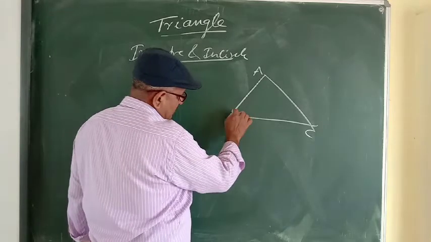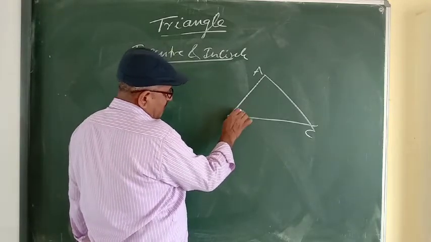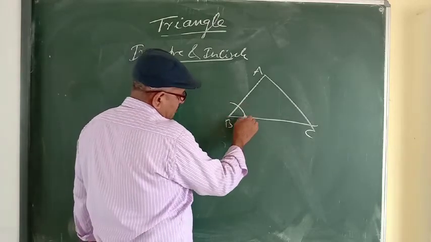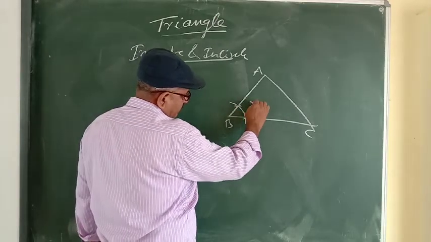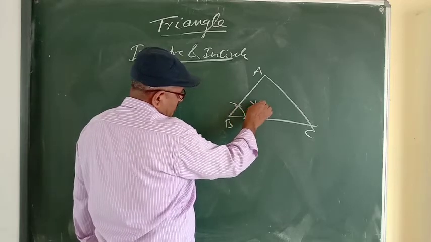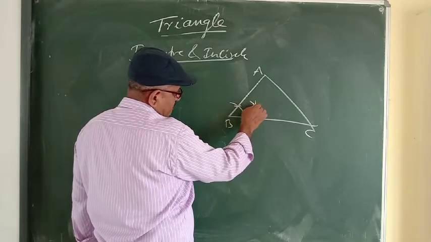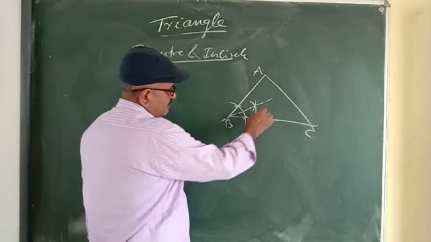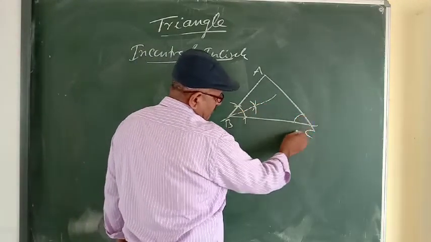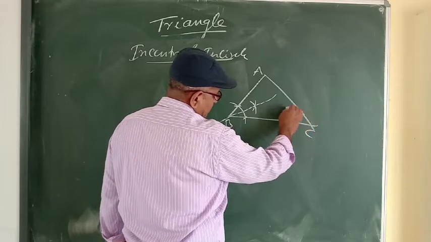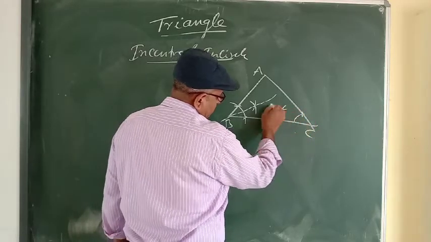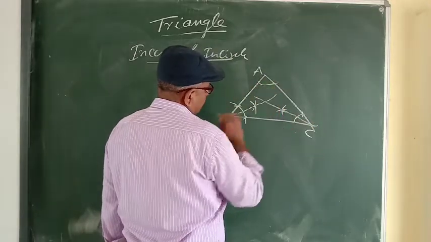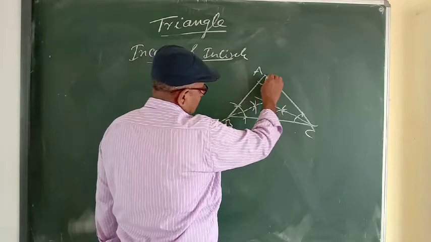So bisect this angle B. First take B as center and any radius, we will draw one arc. Take this point as center and this point as center. Draw one arc. These two arcs meet at this point. We will join it. This is the angle bisector. Similarly, we can bisect angle C. Join it. Similarly, we can bisect angle A.